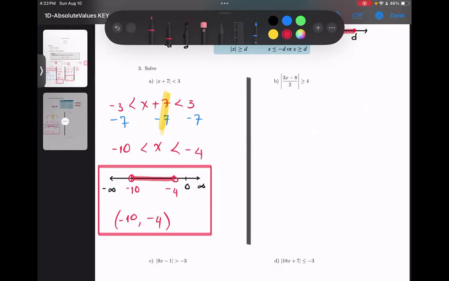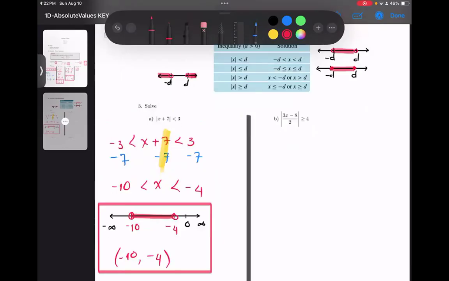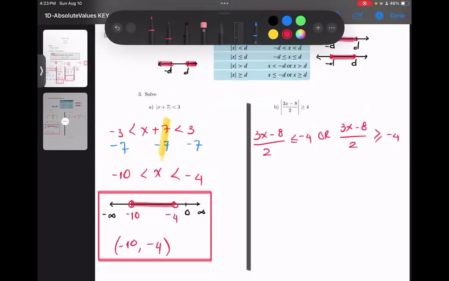Part B, this is going to be the fourth case. It's going to be the two-tail, so that means 3x minus 8 over 2 less than or equal to negative 4, or 3x minus 8 over 2 greater than or equal to negative 4. And then you solve this inequality. You know how to solve these. Multiply both sides by 2. I like to say 2 over 1, just to distinguish the top and the bottom.